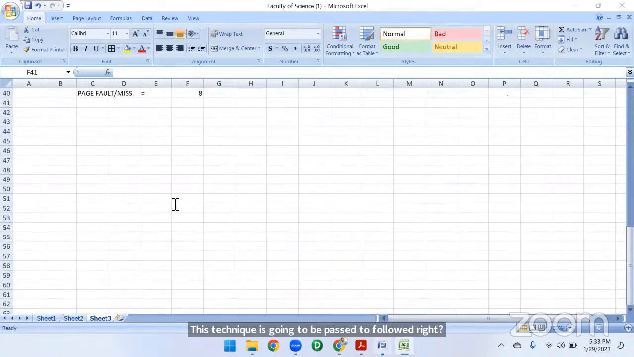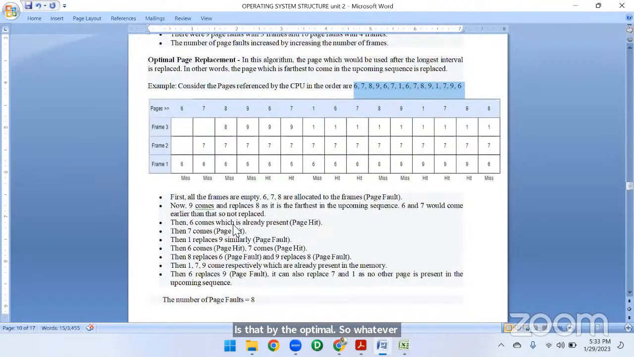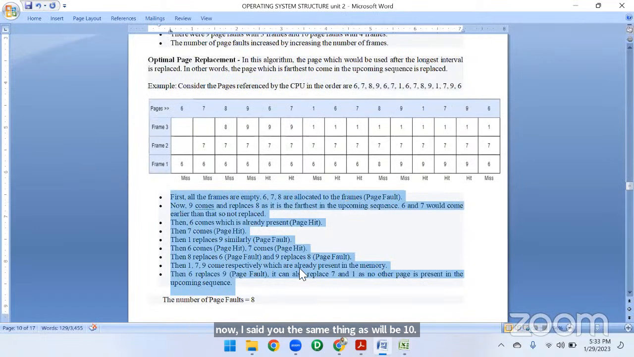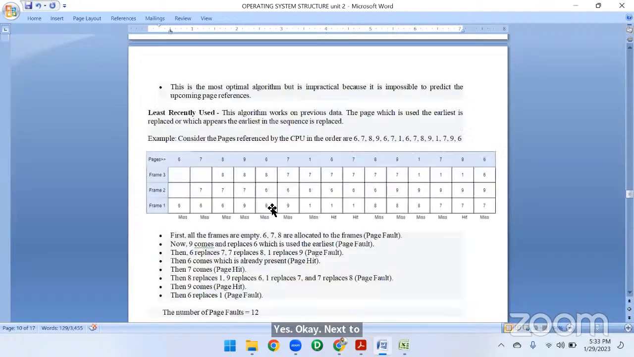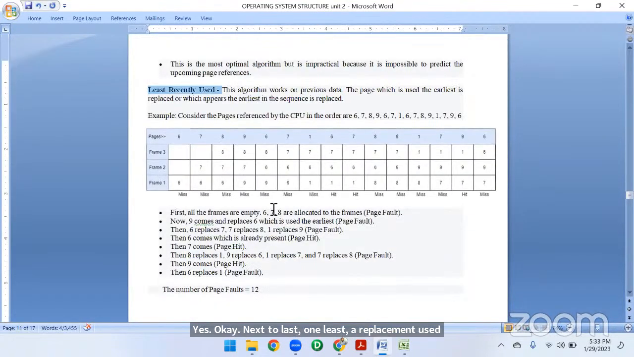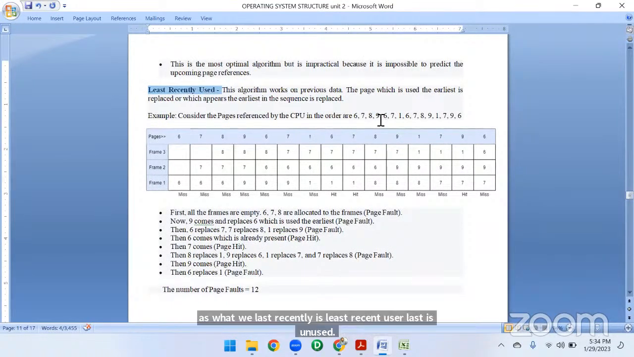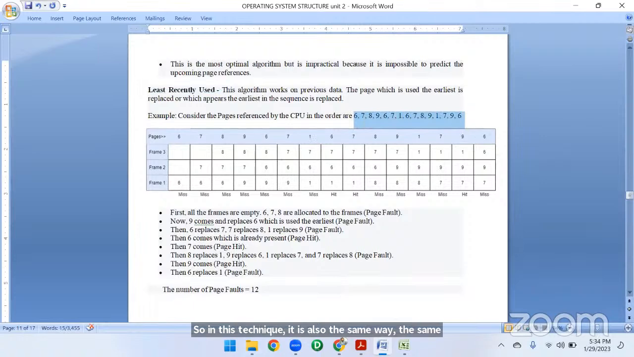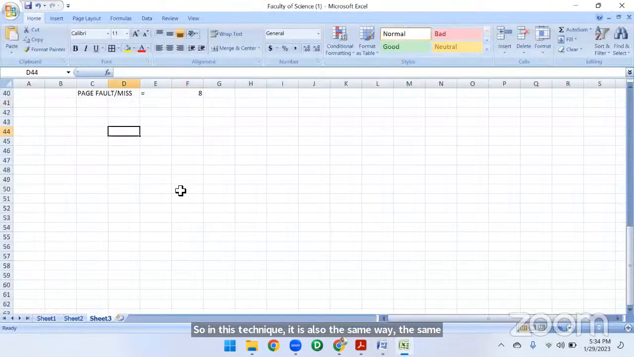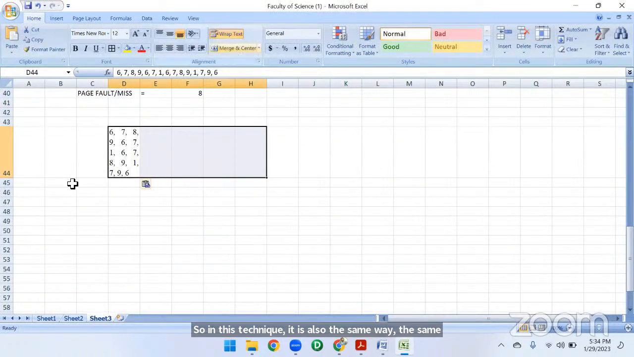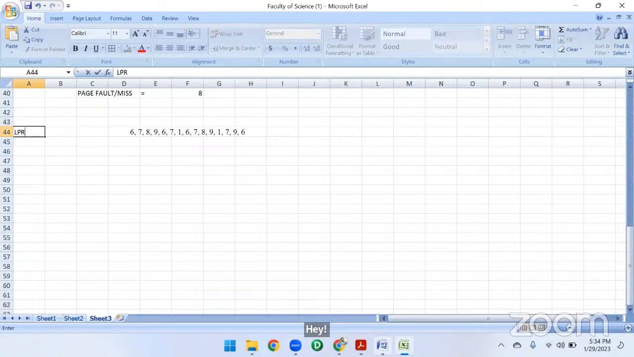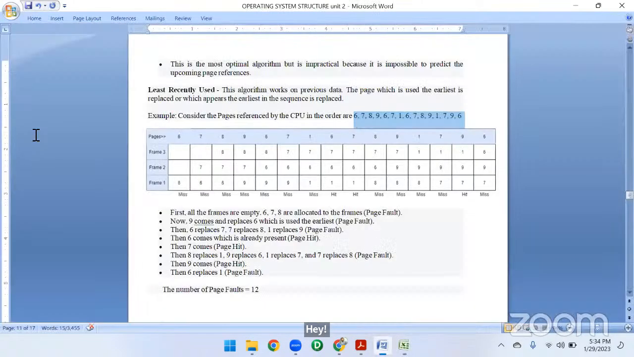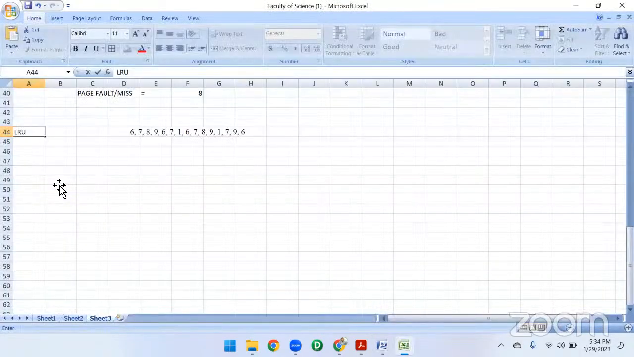So this is optimal. Whatever I just said to you has been written here. Once you go through this, you will be able to know it. Next, the last one: least recently used. In this technique, it is also the same way, the same thing we are using here. Let me explain. LRU, least page replacement.